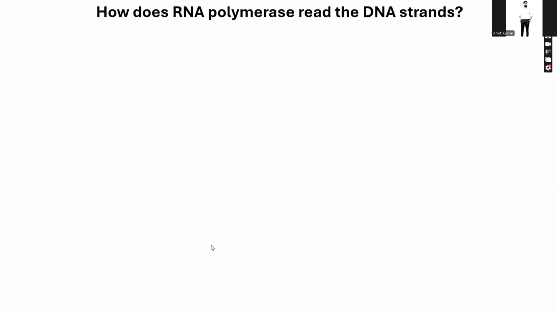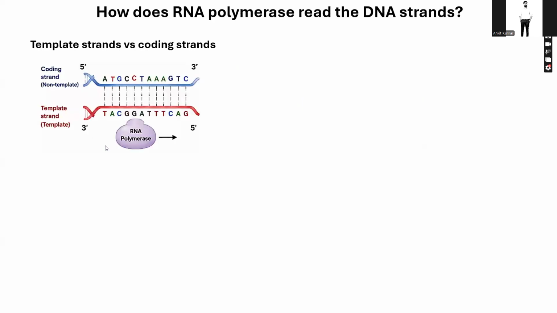Okay, so how does this RNA polymerase read the DNA strands? It's very important. If we see the DNA, there are two strands. One is called the coding strand, that is called the non-template strand. It goes from 5 prime to 3 prime. I will also teach in the next lecture or the next-to-next lecture why it is called 5 prime and 3 prime, and all of these things. I'll teach you in detail.